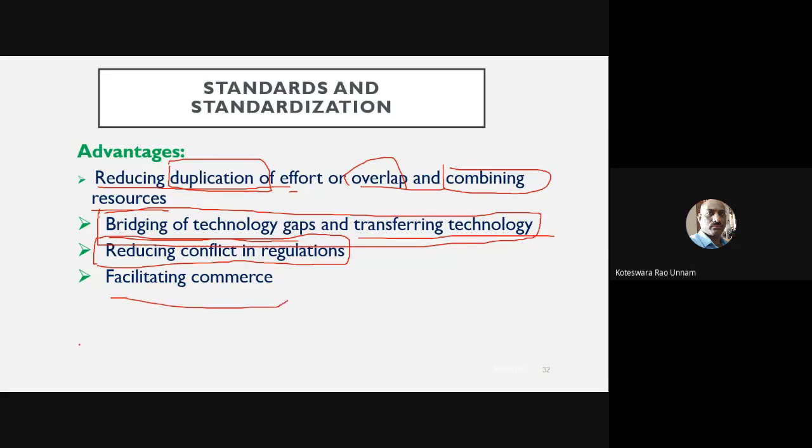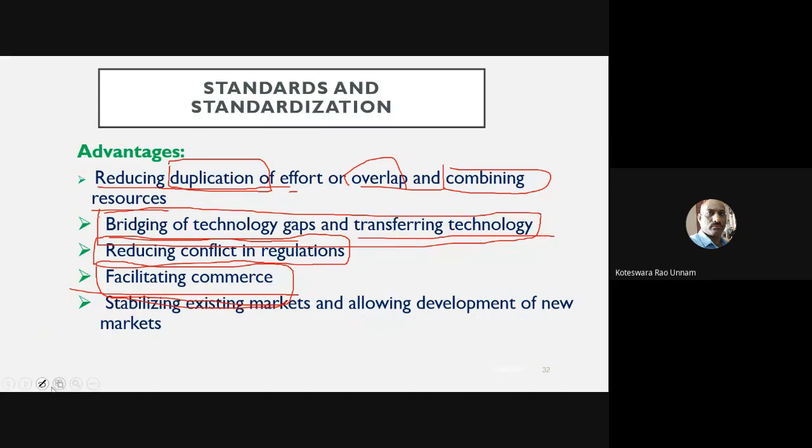Then facilitating the commerce. So that means if you follow the standards, you can easily sell your product in the market. So it will easily facilitate the commerce. Commerce is nothing but selling a component in the market. If a certain component has certain standards, it can easily be sold in the market. Otherwise, a non-standard component is very difficult to sell in the market. So therefore, if you follow the standardization, it will facilitate easy commerce.